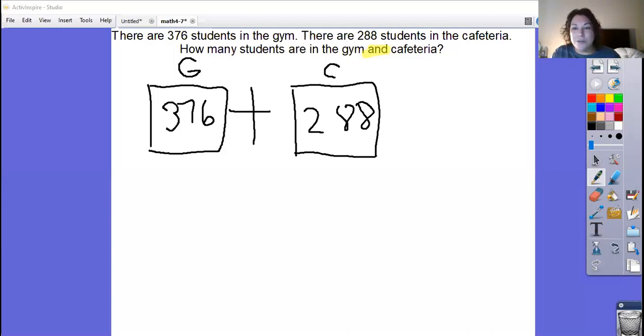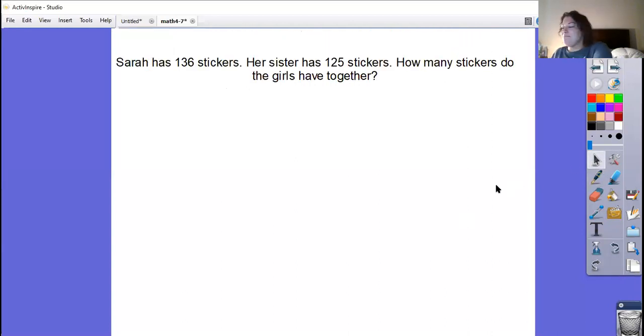See if I can get it to work for us. All right, so here we have Sarah that has 136 stickers. Sarah has 136 stickers. Her sister has 125 stickers. How many stickers do the girls have together?